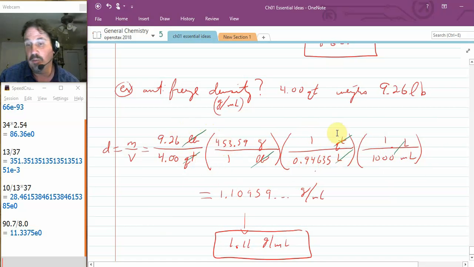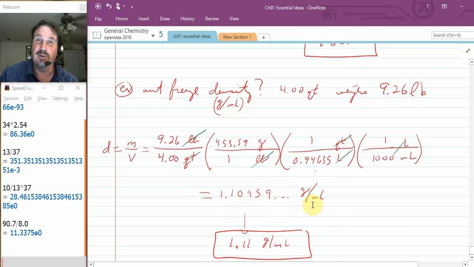Okay? You can do all the multiplication and then all the division, or multiply, divide, multiply, divide. It doesn't matter. You can change the order of multiplication and division. That's one of those rules of math. Put it all through on your calculator, and it spits out 1.10959. Okay, write that down, 1.10959. I know my units are grams per milliliter.